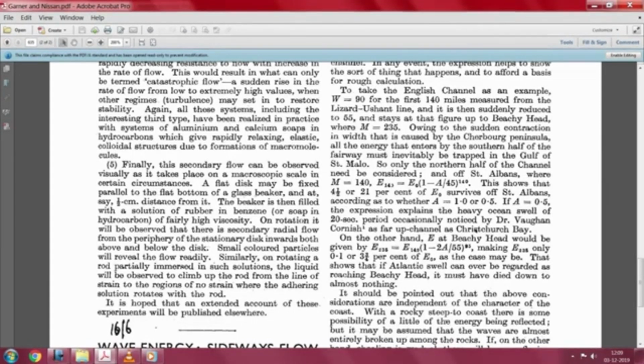A flat disc may be fixed parallel to the flat bottom of the glass beaker at say half centimeter distance from it. The beaker is then filled with a solution of rubber in benzene or soap in hydrocarbon of fairly high viscosity. On rotation, it can be observed that there is a secondary radial flow from the periphery of the stationary disc inwards, both above and below the disc. Small colored particles will reveal the flow readily. Similarly, on rotating a rod partially immersed in such solutions, the liquid will be observed to climb up the rod from the line of the strain to the regions of no strain. So here he is also discussing the rod climbing effect.